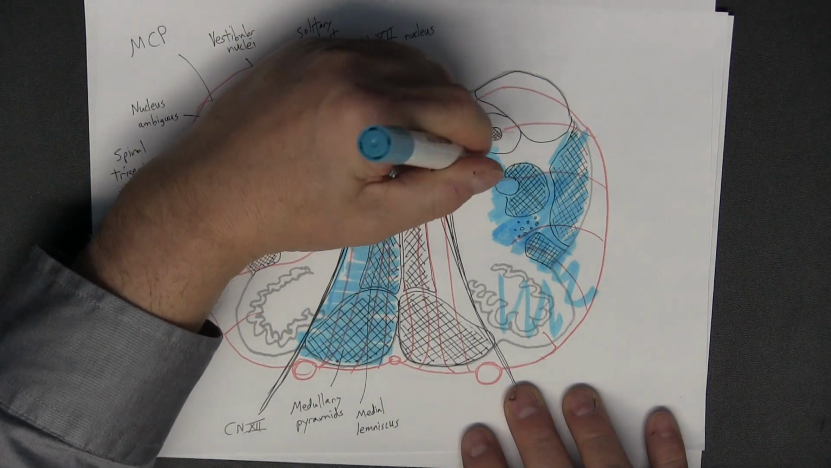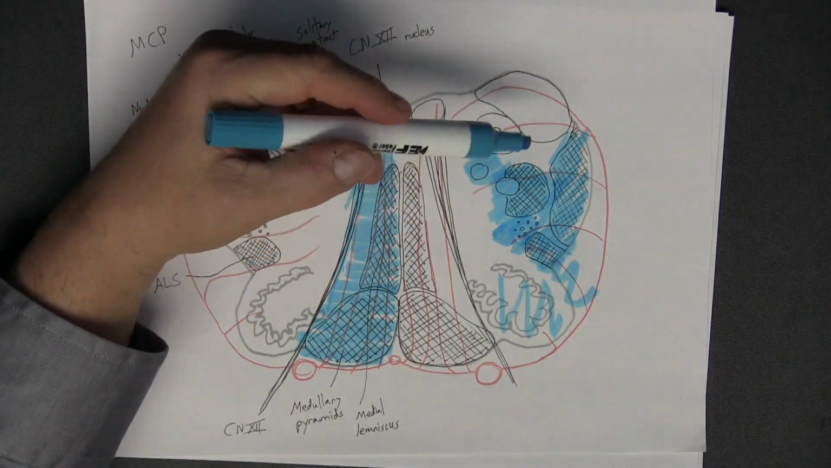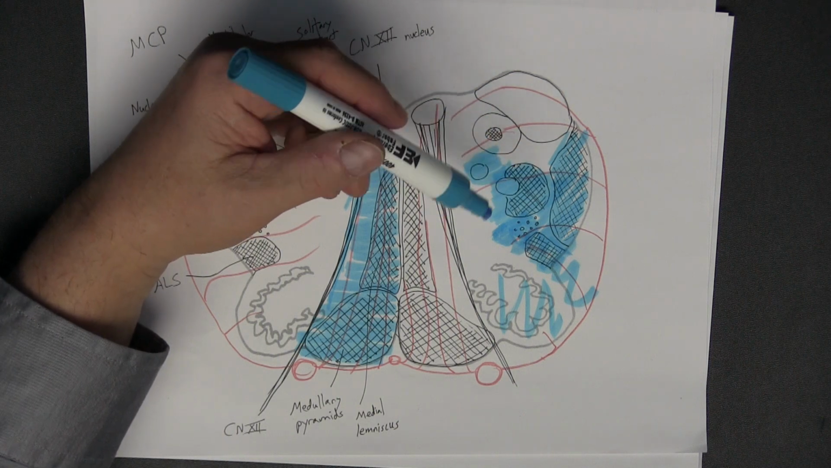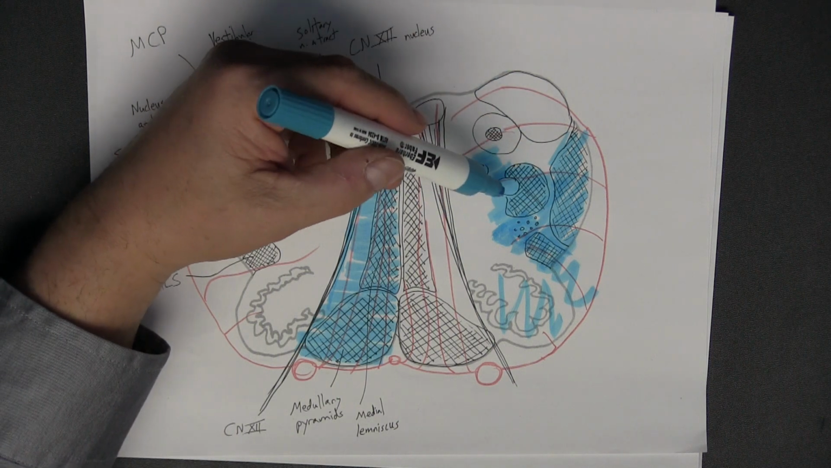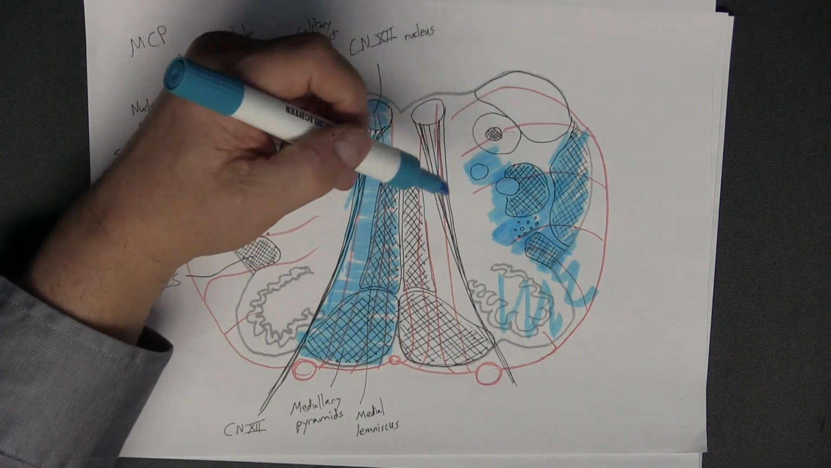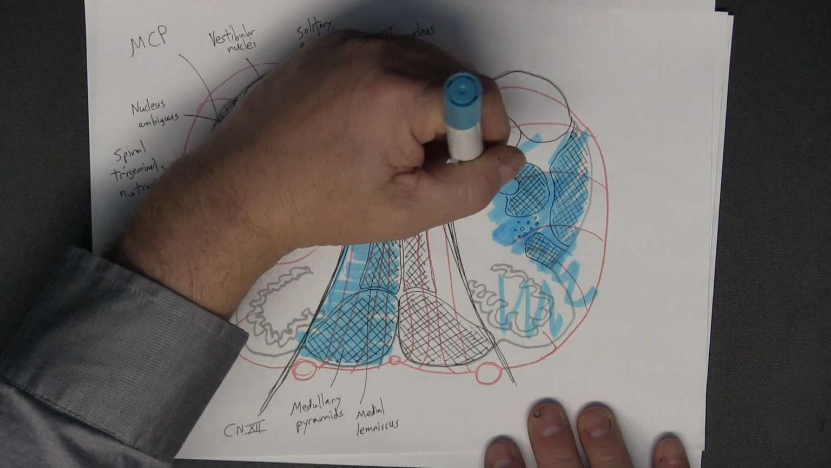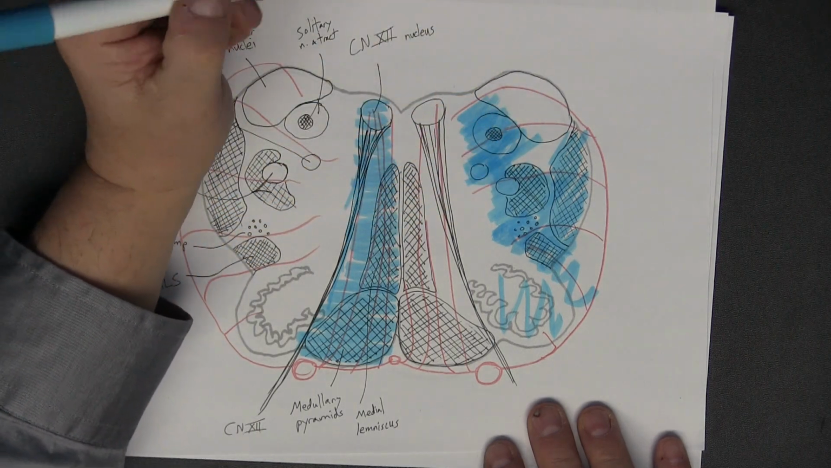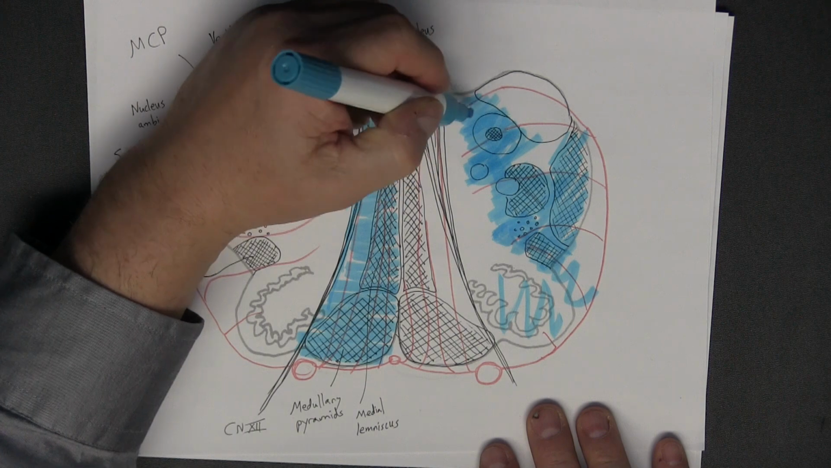Losing the nucleus ambiguus is going to wipe out our ability to speak clearly. We're going to have a very hoarse voice because our larynx isn't going to work. We might have difficulty swallowing because our pharyngeal muscles and palate are not working properly. And then we might lose our solitary nucleus, some viscerosensory problems perhaps, and loss of taste.